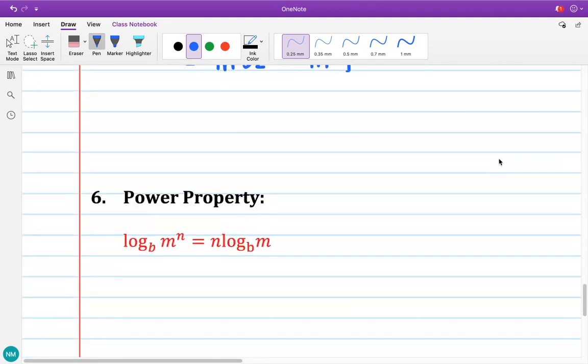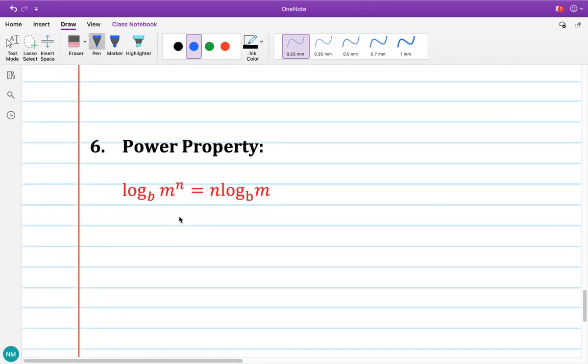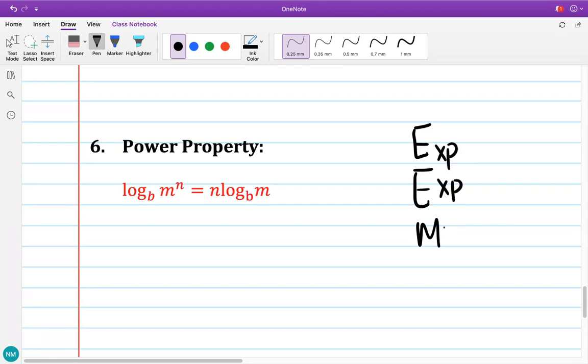And the last but not least is the power property. So this is the EEM of when you take an exponent of an exponent, you multiply. This is important here: log base b of m to the n is the same thing as saying n times log base b of m. They're exactly the same thing, okay?